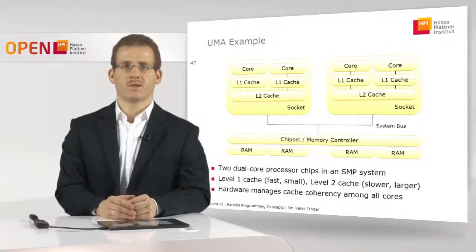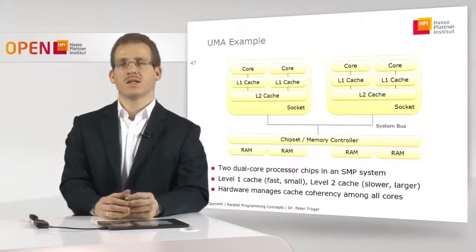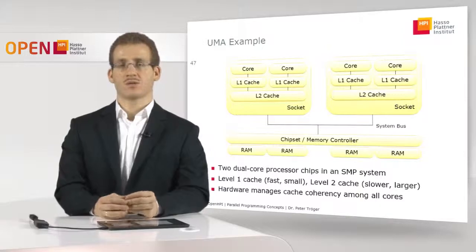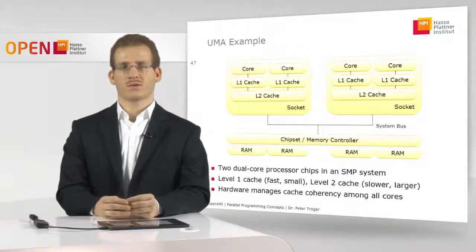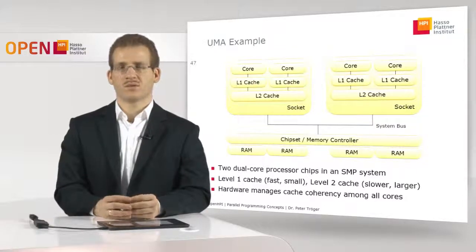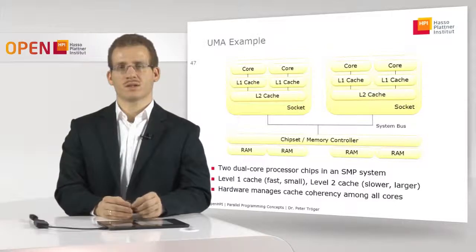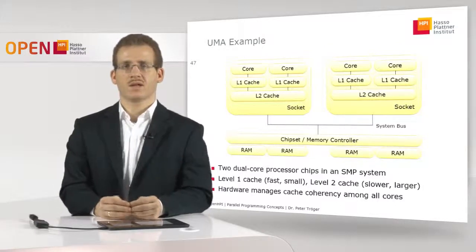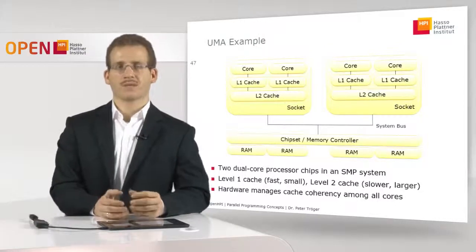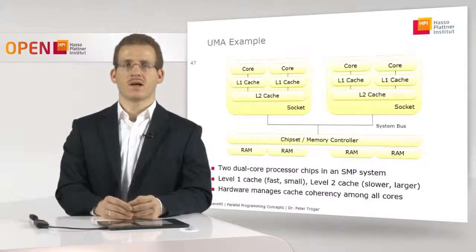Here we have an example of a system with two sockets, meaning two processor chips. Each of the processor chips has two cores. So we have a dual core processor and an SMP system built from 2 dual core processors. Each of the cores has a level 1 cache, which is the smallest, fastest version of a cache directly attached to the core. And then we have a commonly shared level 2 cache between the 2 cores.